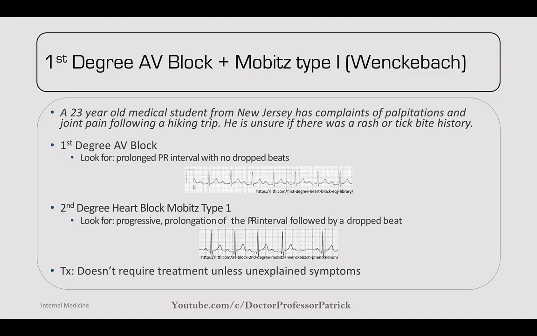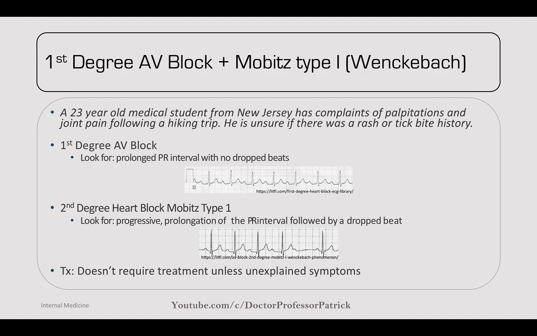We've got a 23-year-old medical student from New Jersey who has complaints of palpitations and joint pain following a hiking trip. He's unsure if there was a rash or tick bite history. So your heart blocks, first degree AV block is just going to be a prolonged PR interval with no dropped beats. Anything longer than 0.2 seconds between your P and your QRS is going to be first degree.